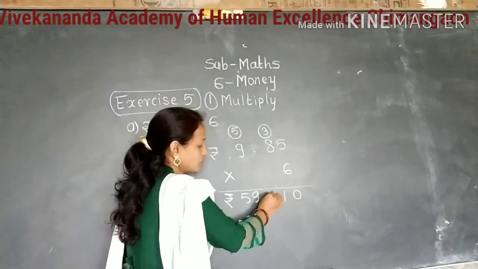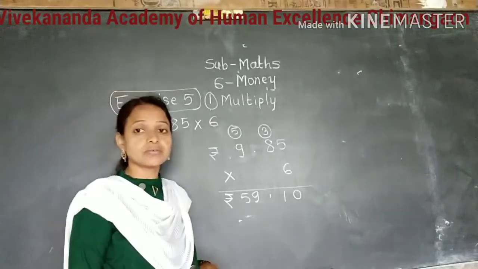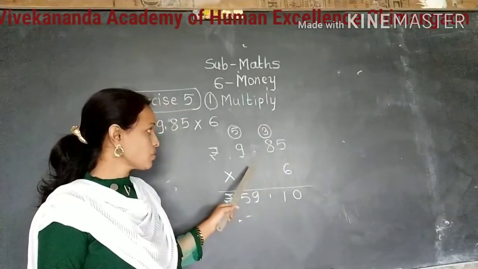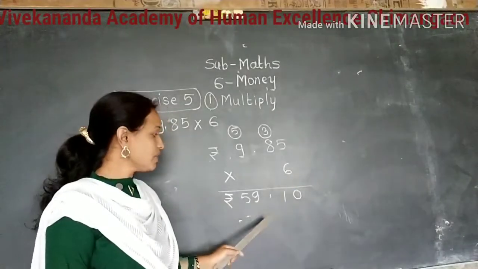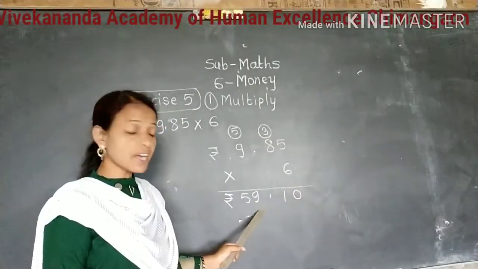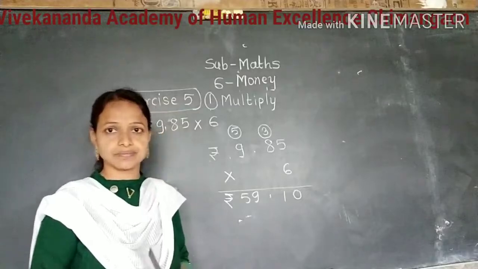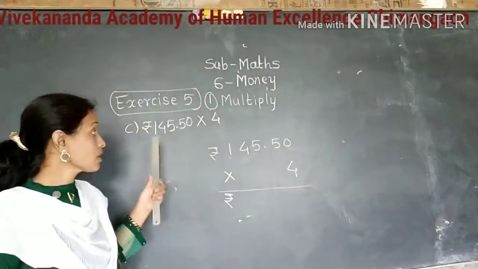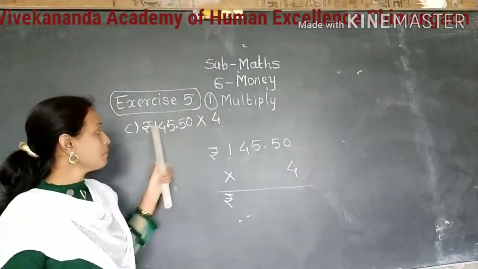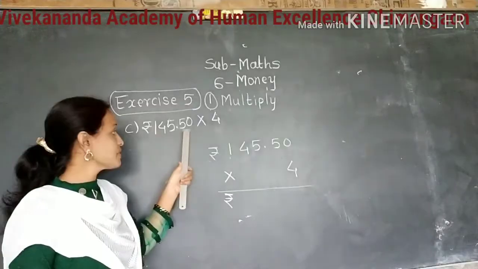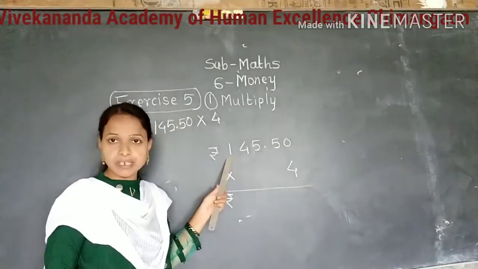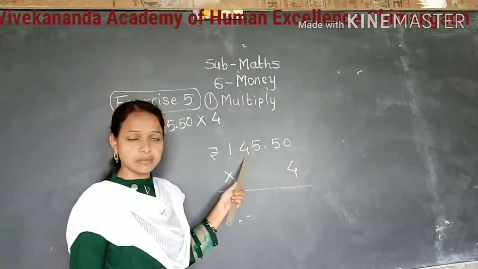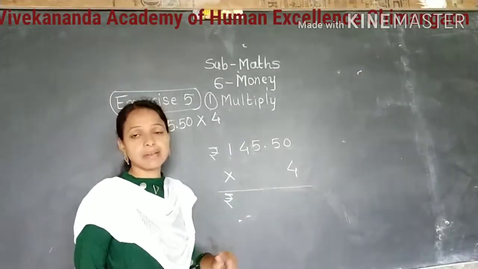And put the dot from the right two places. So here we multiply 9 rupees 85 paise by 6. We get the product 59 rupees 10 paise. Okay. Example C. Multiply 145 rupees 50 paise by 4. Okay. So here we will multiply. We arrange rupees and paise in columns and then multiply by 4.